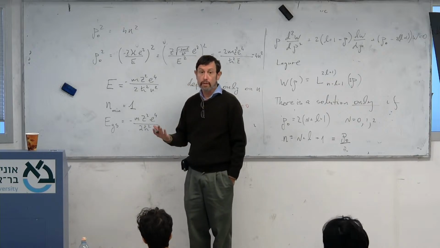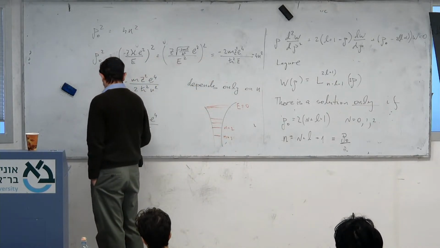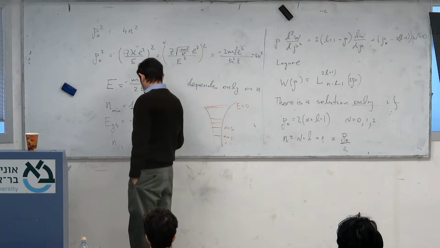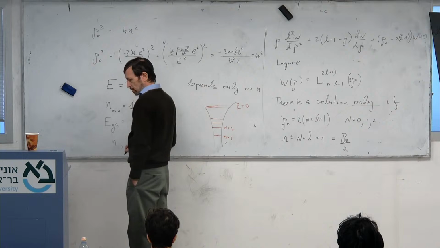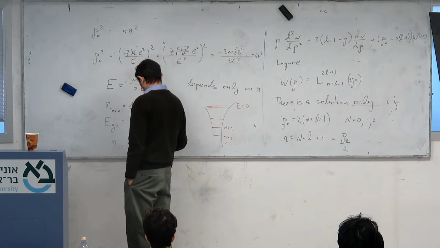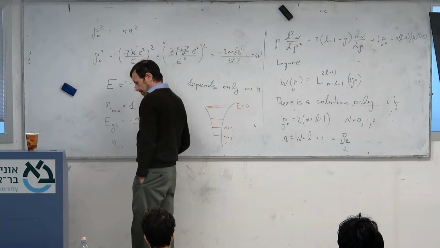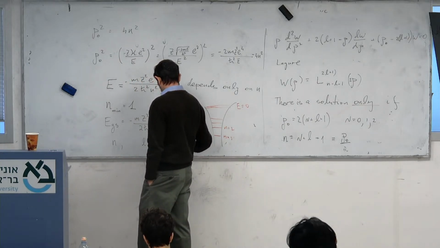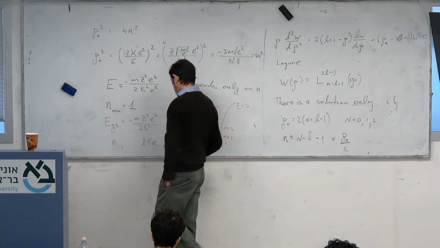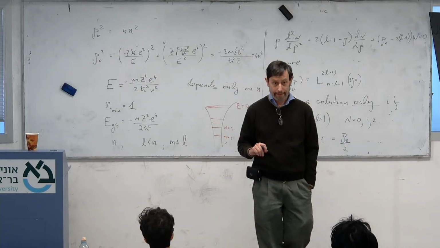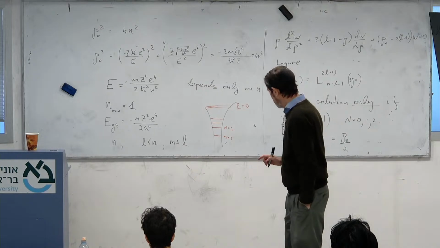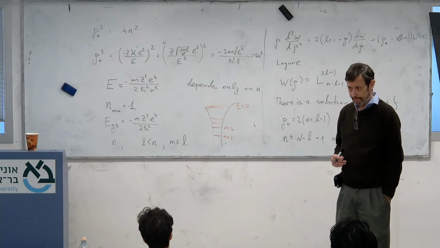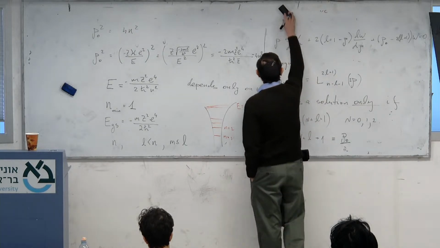Now we get a hierarchy. We said if we have an N, L must be smaller than N. And M must be smaller or equal L. That we know out of the angular momentum part. So how do I fulfill all these conditions?